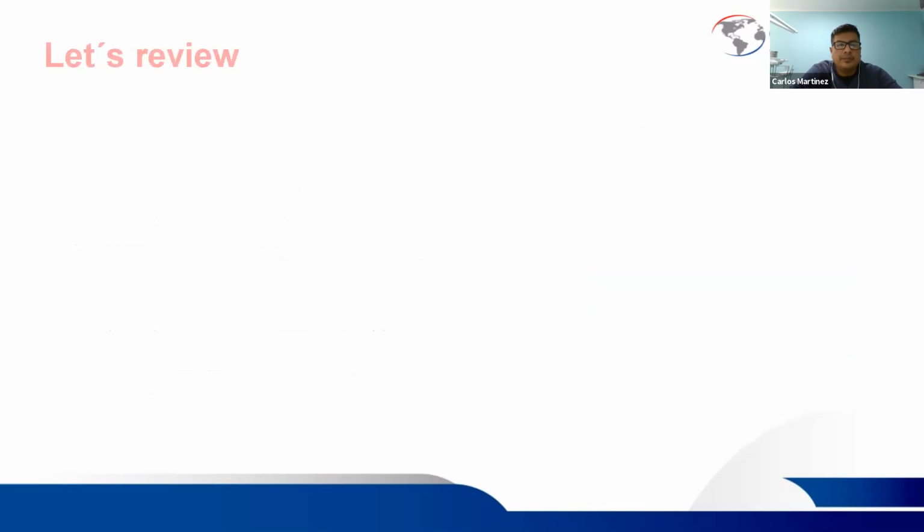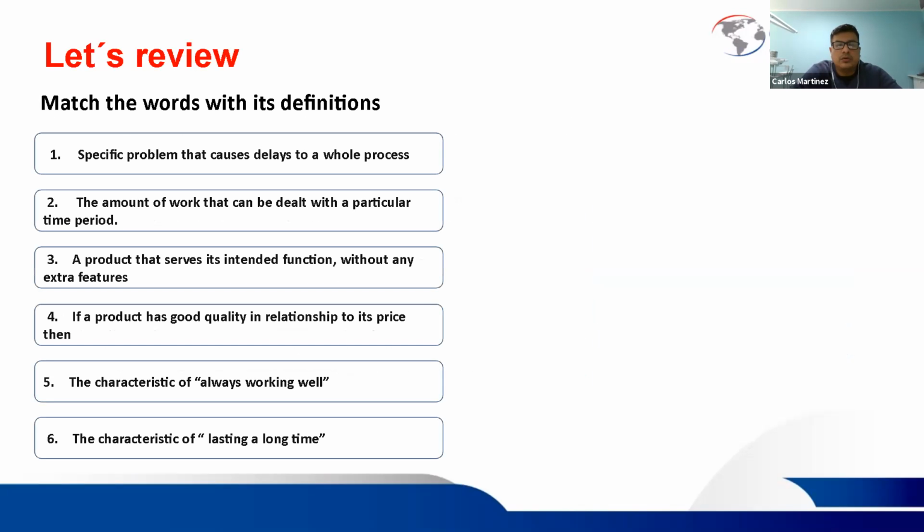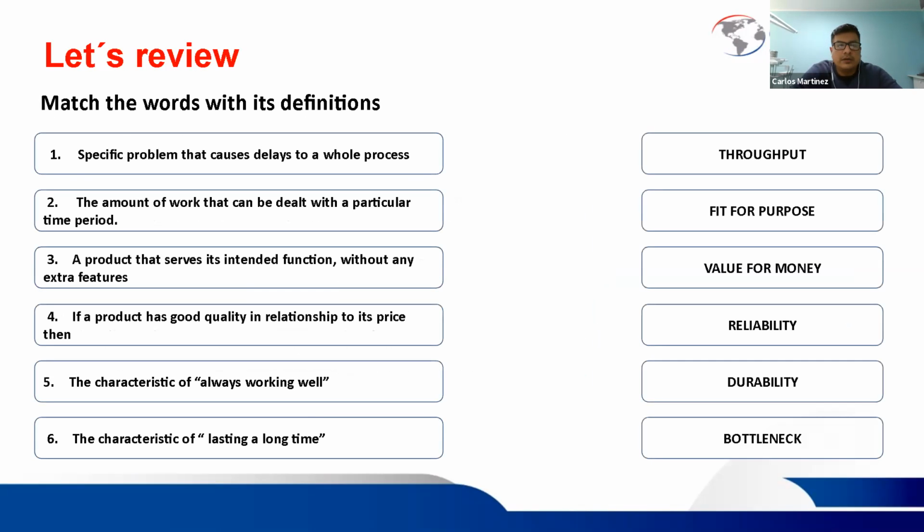And finally, is matching words with the definitions. So we have here specific problems that cause delays to a whole process, the amount of work that can be dealt with in a particular time period, a product that serves its intended function without any extra feature, a product that has good quality in relationship to its price, the characteristic of always working well, and finally the characteristic of lasting a long time. Which is which?